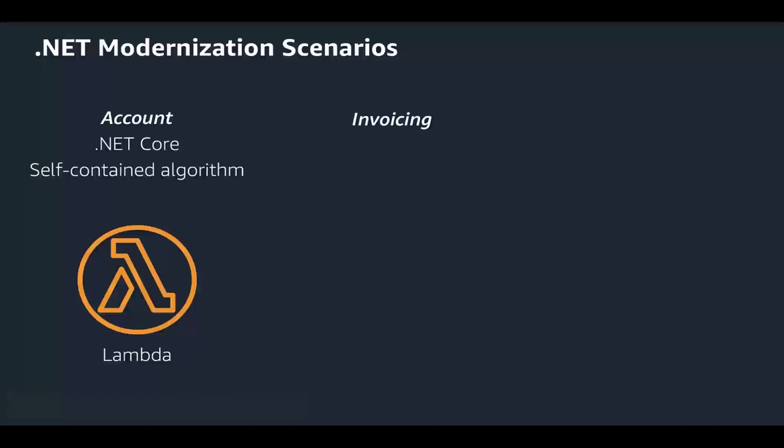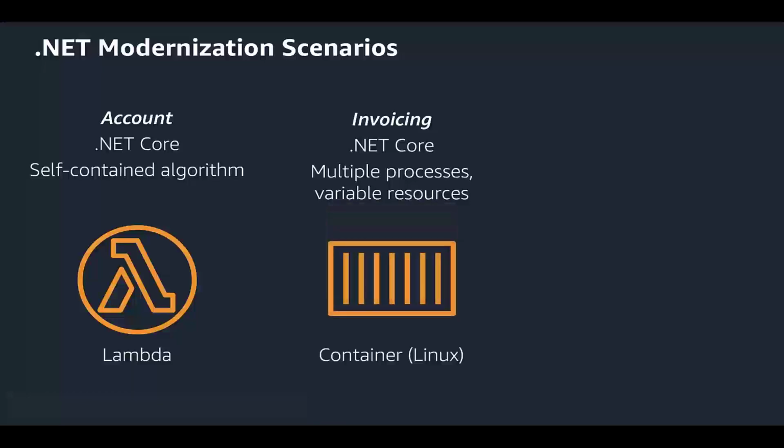The invoicing microservice can also be ported to .NET Core, using the Porting Assistant for .NET to identify areas to work on. But it uses a variable amount of memory and includes multiple functions. That makes this microservice a good candidate to run in a Linux container.